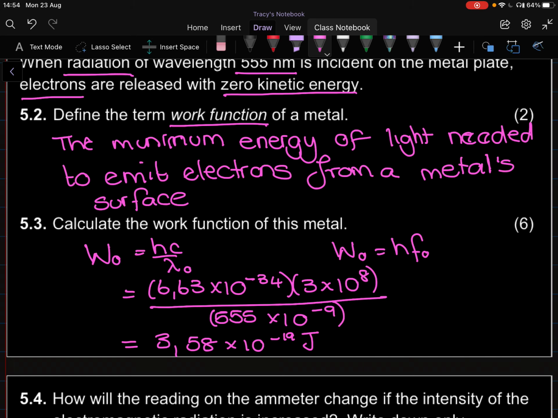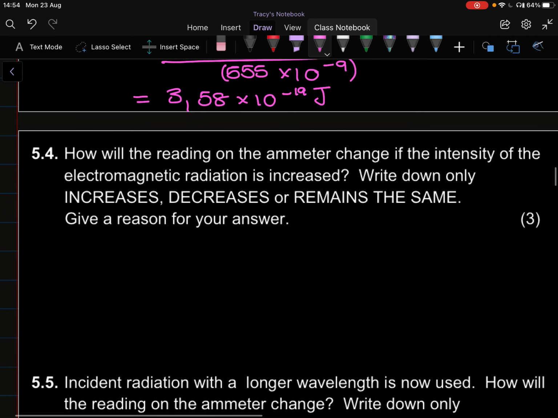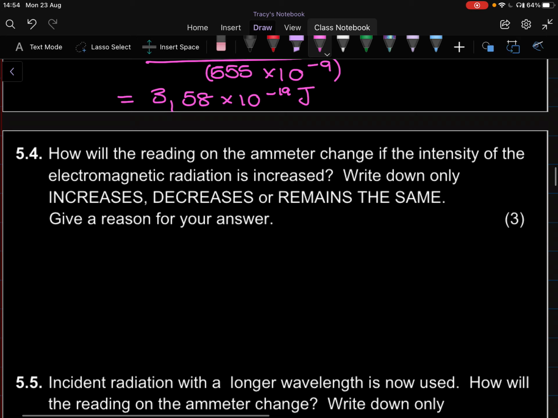Then they ask you, how will the reading on the ammeter change if the intensity, in other words, we make it brighter, of the radiation increases? Now, when we make it brighter, we mean that there are more photons. There's more photons, we're going to have more electrons emitted, okay? So the answer is it increases.